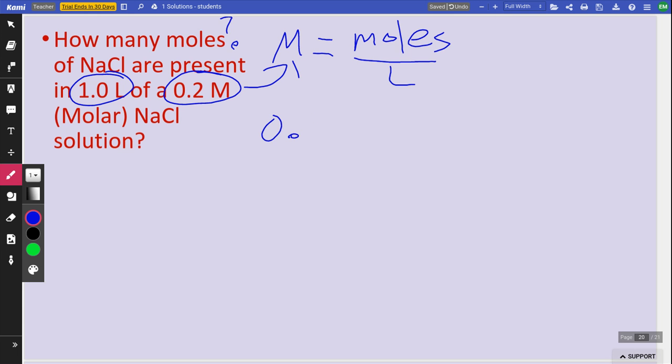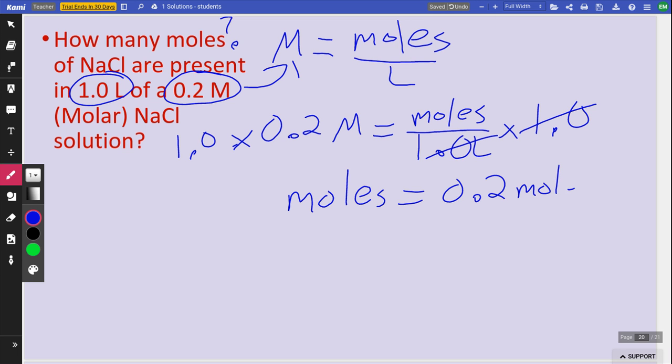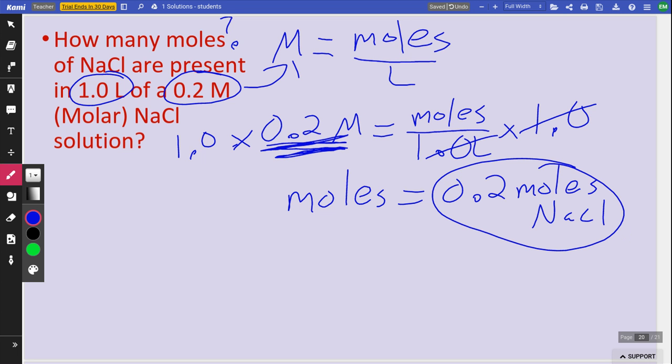So just plug in your numbers that you're given. 0.2. We don't know what the moles are. And we only have 1 liter. To solve for moles, you just multiply each side by 1. So for how many moles, it's just 0.2 moles of NaCl. So what this means is that if you want to make a 0.2 molar solution of NaCl, you need to take 0.2 moles of NaCl and add that to 1.0 liters of water. And there's your 0.2 molar solution.